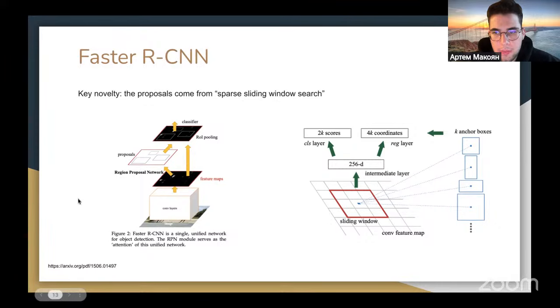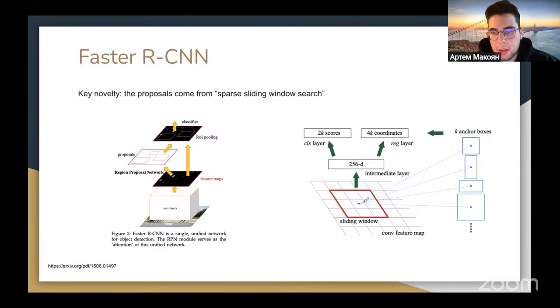Well, the idea is next. Okay, we're tired of non-machine learning proposals, hard algorithms, similar pixels, many cases where this doesn't work. So let's use anchors. What are anchors? The idea is very, very simple.